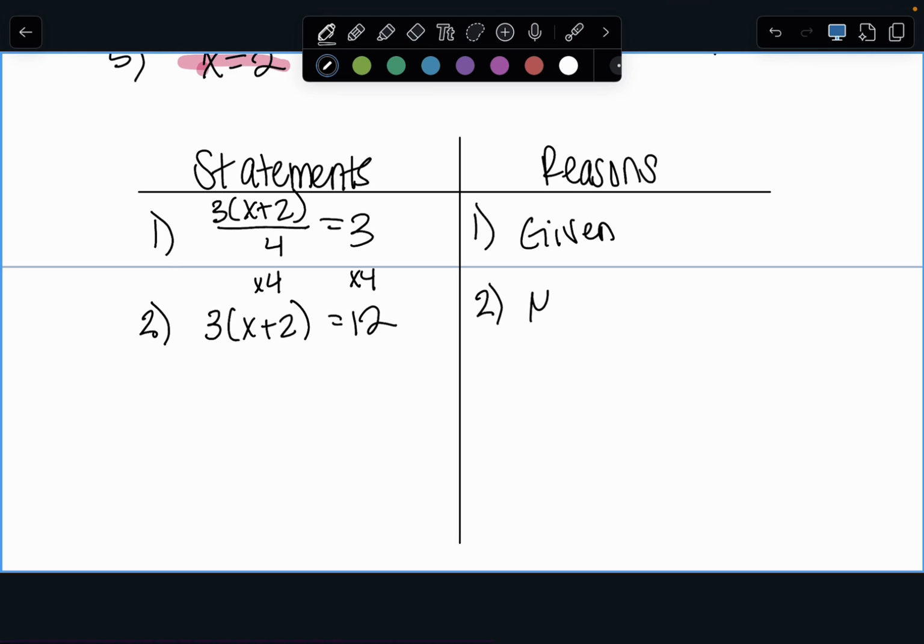We multiplied both sides by a number. We use the multiplication property.